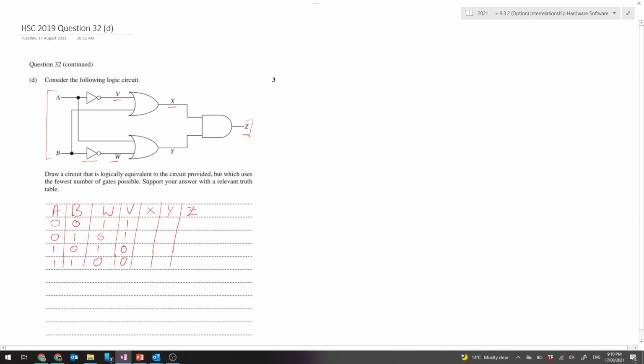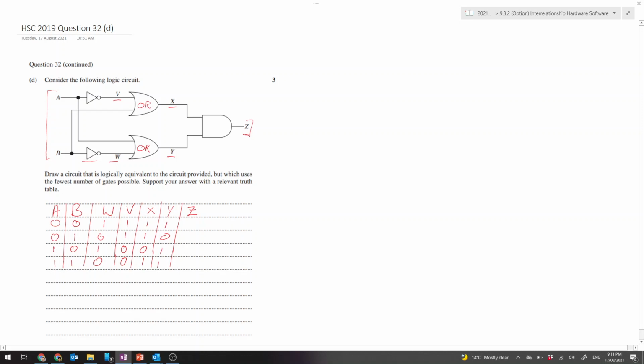We'll keep working our way along up to X. So we're looking at X here. So X is an OR gate, and the inputs to the OR gate are B and V. So we're looking for when B or V are on. So B or V there, and then we'll do similar for Y. So Y is also into an OR gate. The inputs to the OR gate are W or A. So we'll look for when W or A is on. Nothing's on there. A is on there.